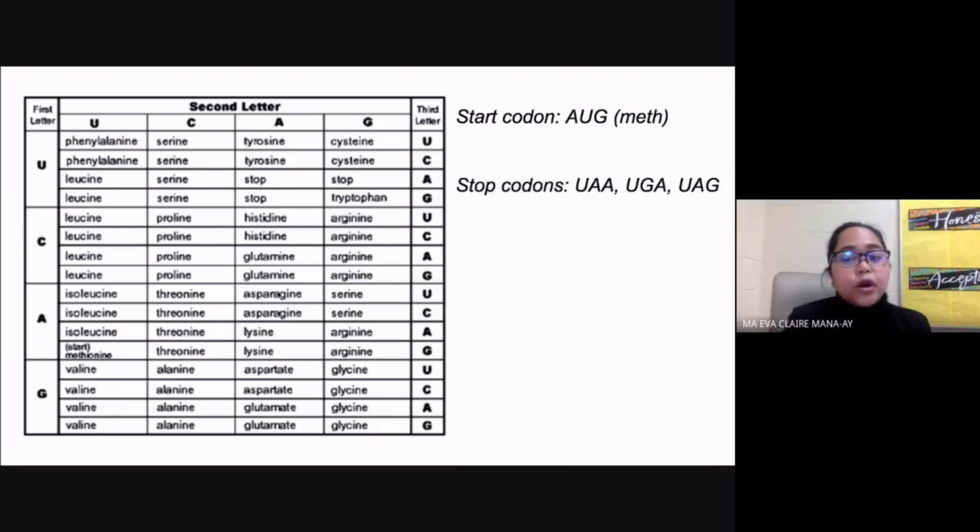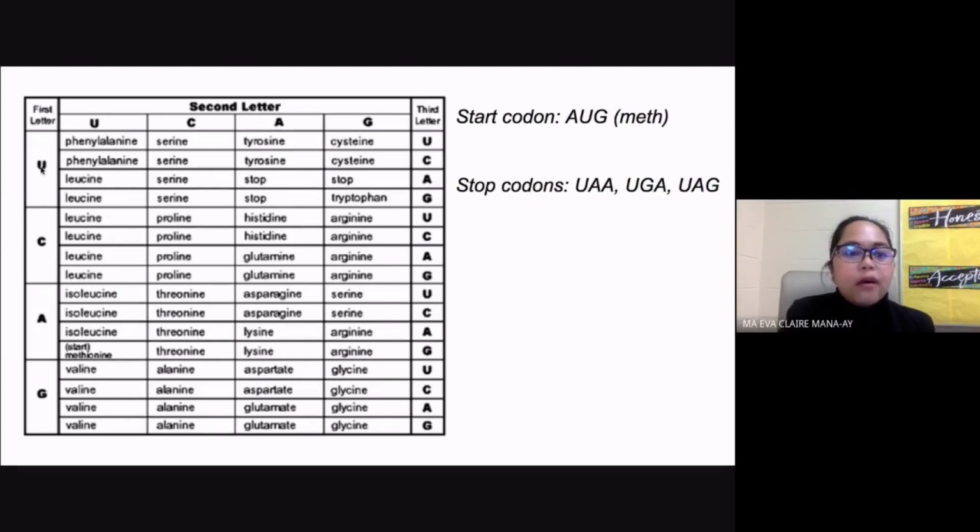Okay, so again, for your start codon, there's only one start codon. You'd always look for your AUG. I'm going to give you an example on this tomorrow. I'm also going to ask you to do this tomorrow. Now, for your stop codons, you have three types. Your UAA, so U, A, and A. Okay, that's the first stop codon that you have.